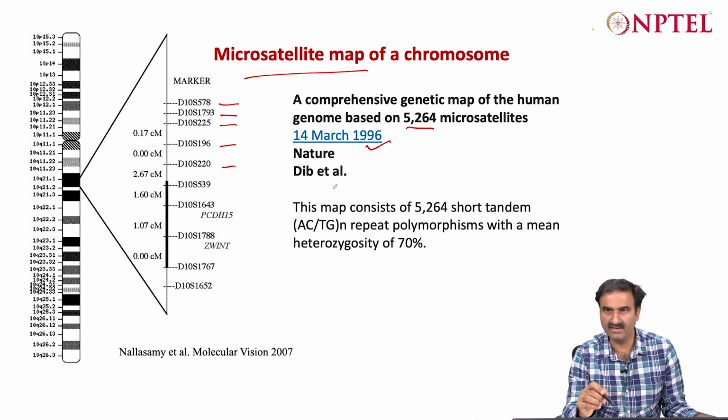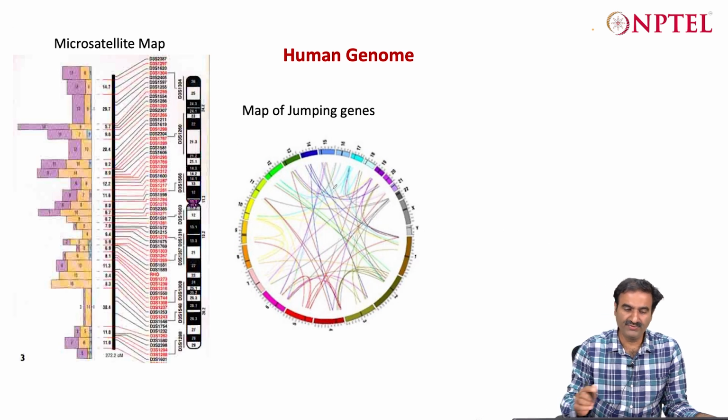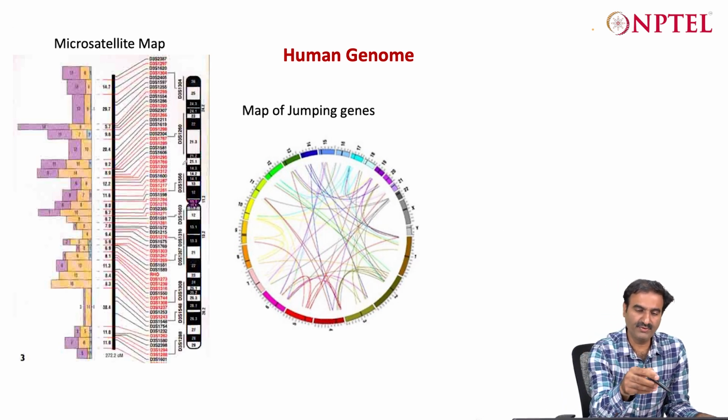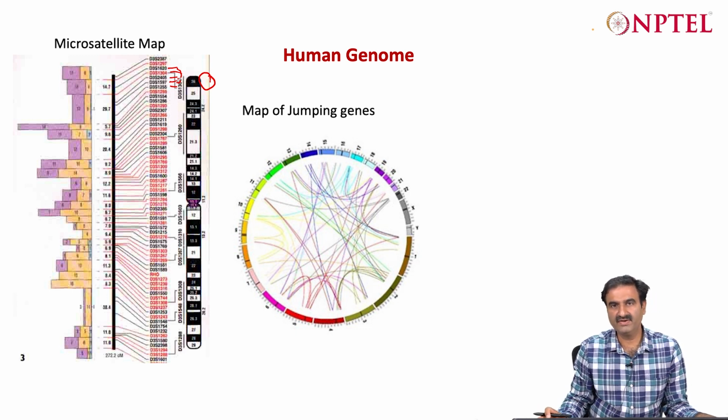It was done by Deb et al., published in Nature, containing about 5264 microsatellites, which were polymorphic. Using those microsatellites, you now know that you are standing in this region of the DNA, and these are the various points or milestones that you have to cover. So you can target a region between this or this or this.